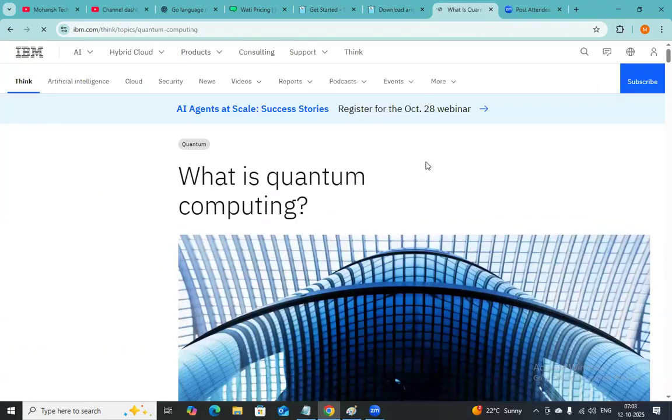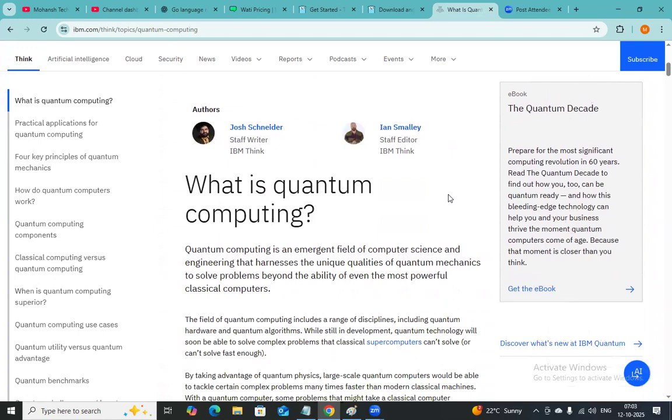IBM quantum computing. Yes, our classes are going to be working with IBM quantum computing, like the Qiskit framework. Anyway, we have to go with the Qiskit framework. Okay, so what is quantum computing?